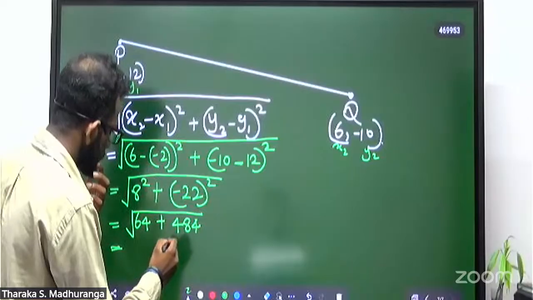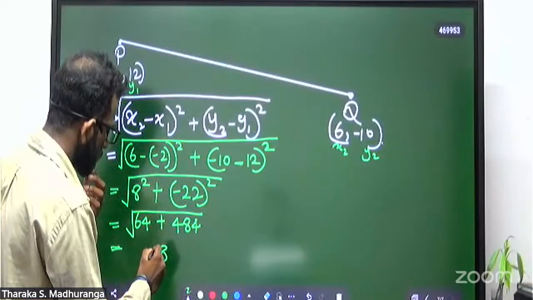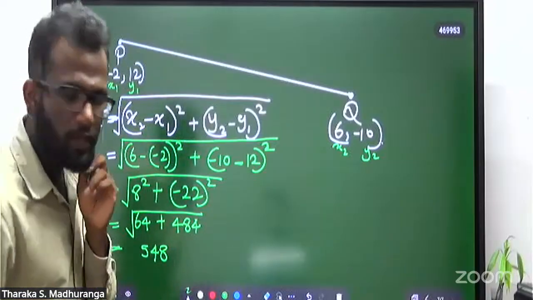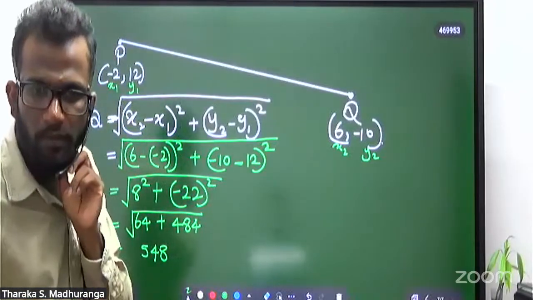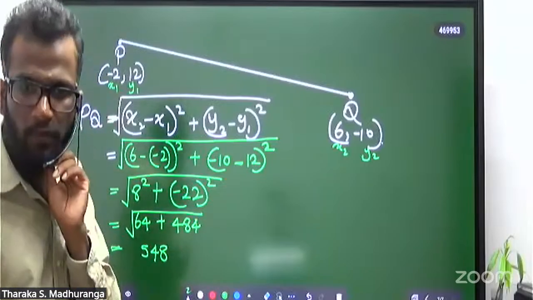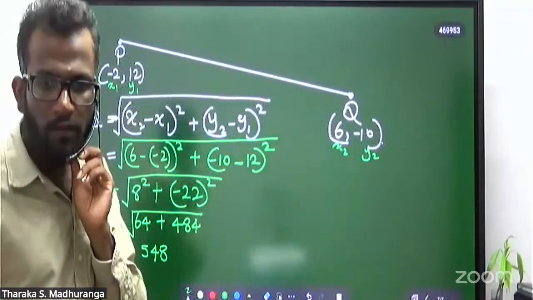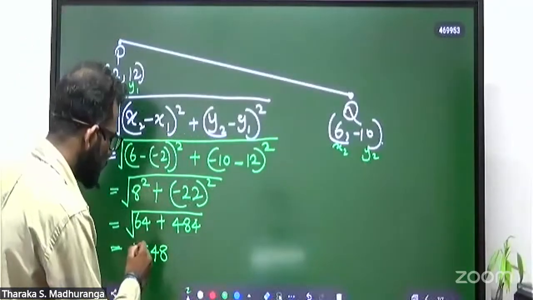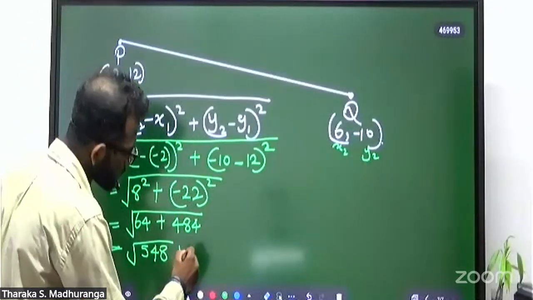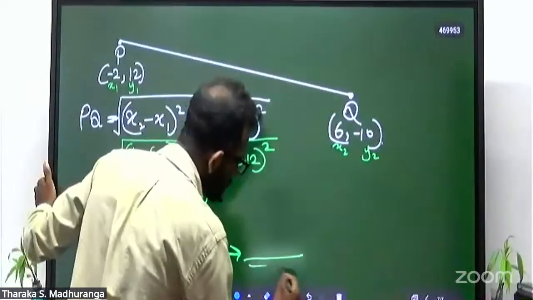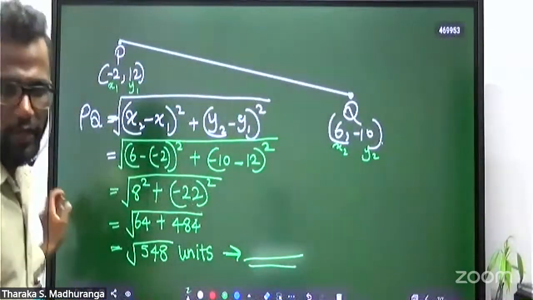64 plus 484 is 548. Yes, 548 square root, the units. If you want, you can get the decimal value using a calculator.